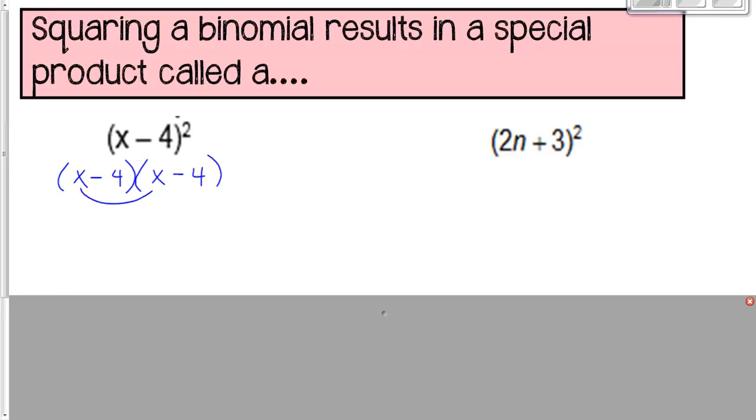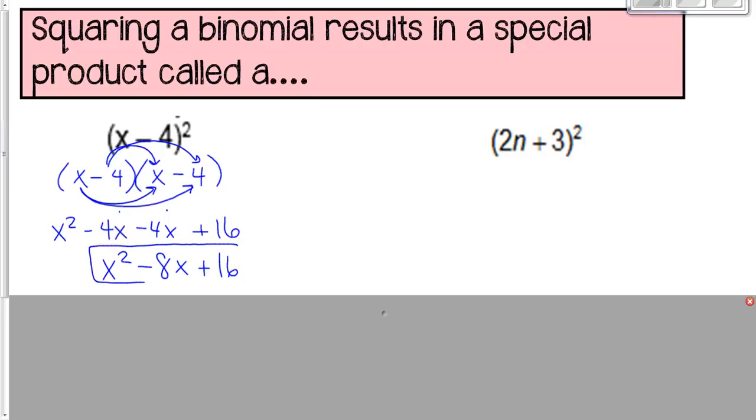If we distribute it out, x times x is x squared. x times negative 4 is negative 4x. Negative 4 times x is negative 4x. And negative 4 times negative 4 is positive 16. If I combine like terms, that would just be these two x terms. So I've got x squared minus 8x plus 16. Kind of think on that for a second. Let's try the other one.